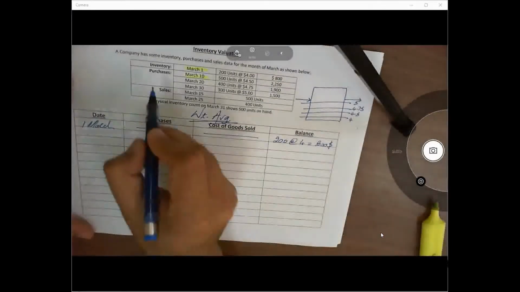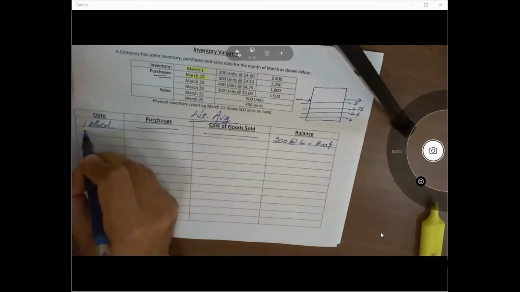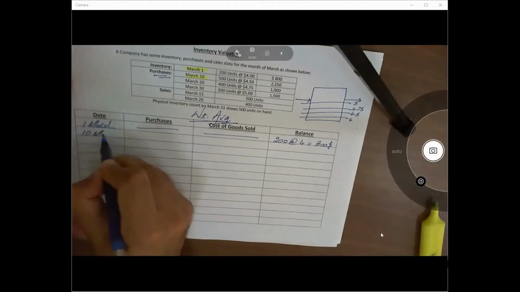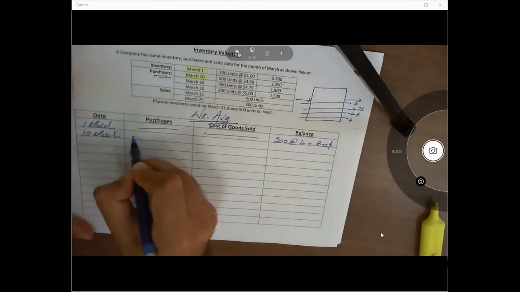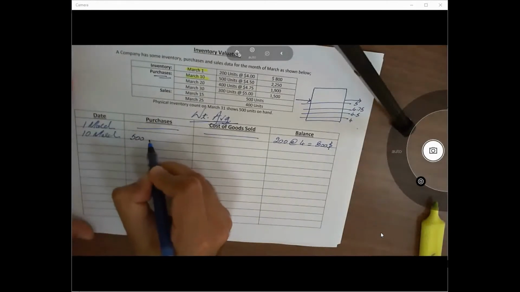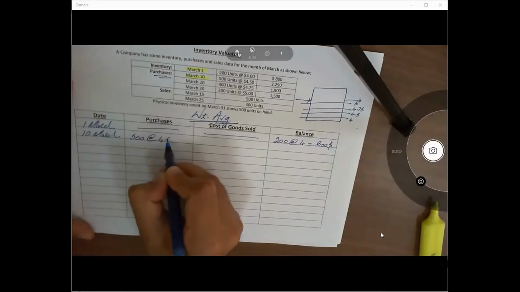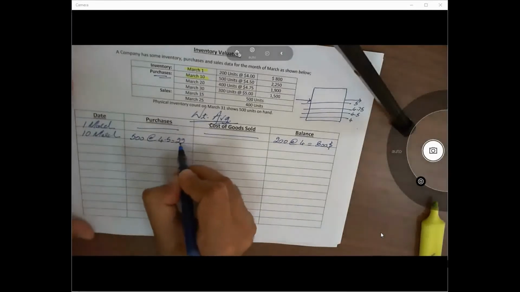10th of March, we are purchasing something. So we will write over here 10th of March. We are purchasing 500 units. At what price? At 4.5. What will be the total value we are purchasing?